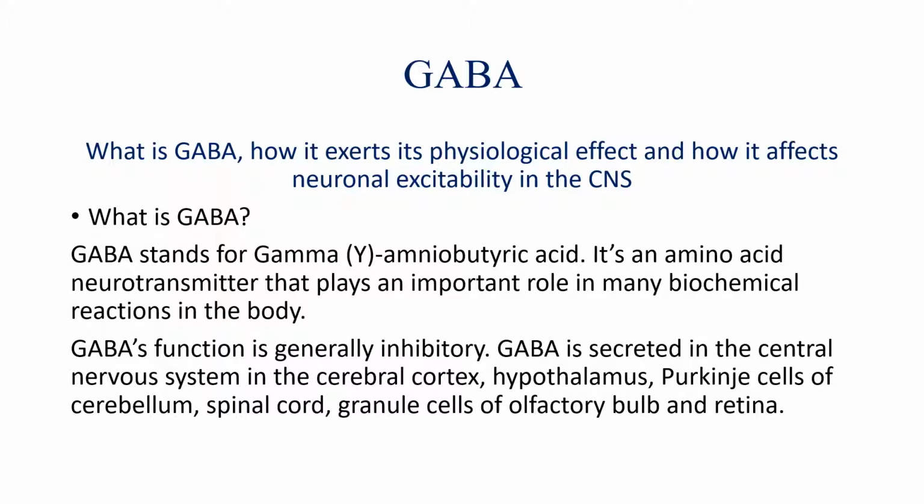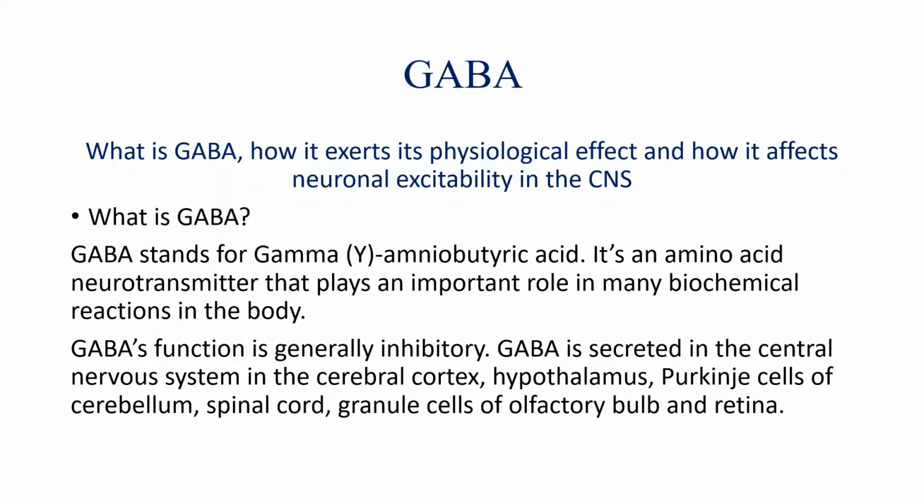What is GABA? How it exerts its physiological effect and how it affects neuronal excitability in the central nervous system. GABA stands for gamma-aminobutyric acid. It's an amino acid neurotransmitter that plays an important role in many biochemical reactions in the body. GABA's function is generally inhibitory.